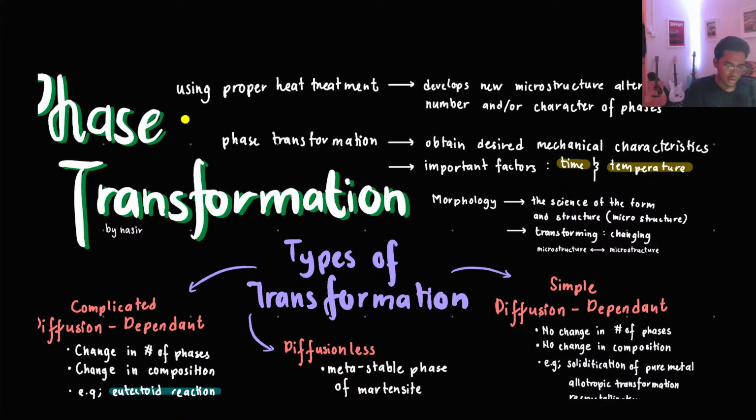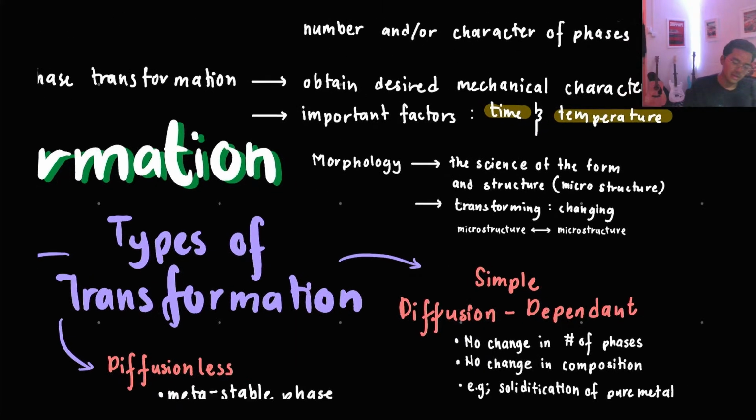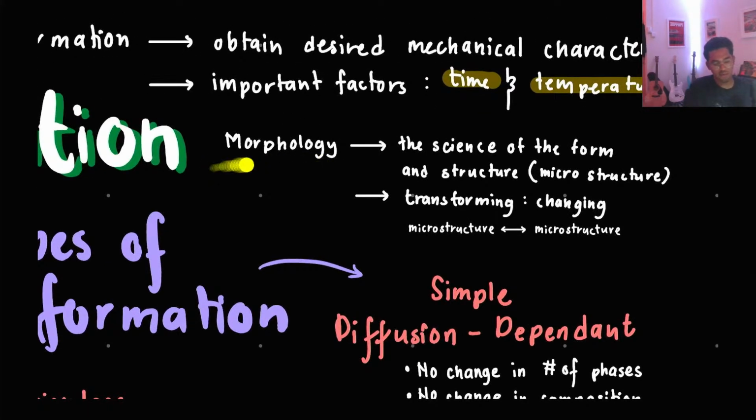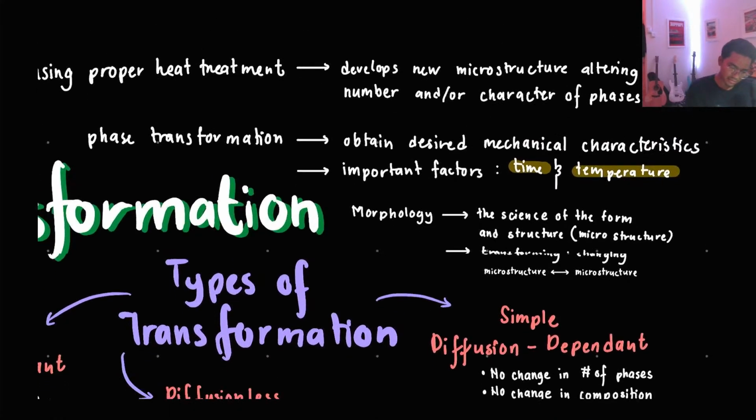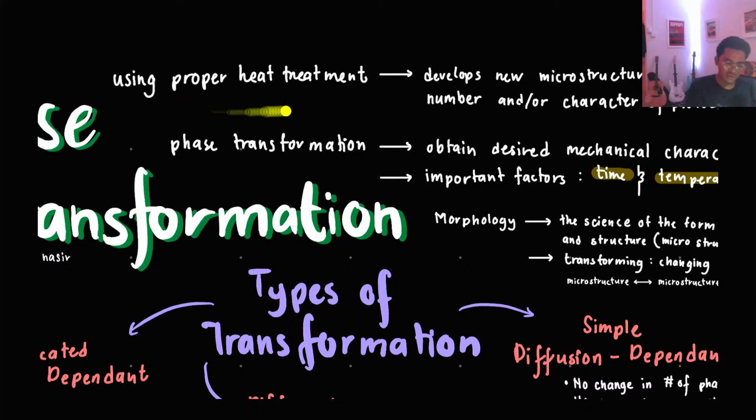And also, how do we transform the morphology of a material? You guys might be asking, what is morphology? Morphology is the science of form and structure. In this case, we are studying the microstructure. So transforming is basically changing the microstructure from one microstructure to another. Okay, so how do we do it? By using proper heat treatment.